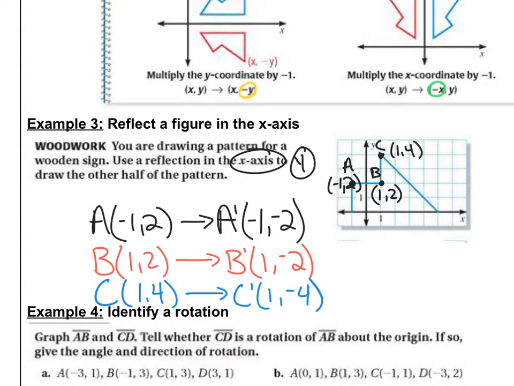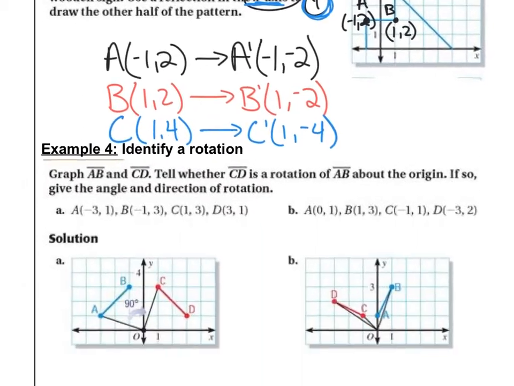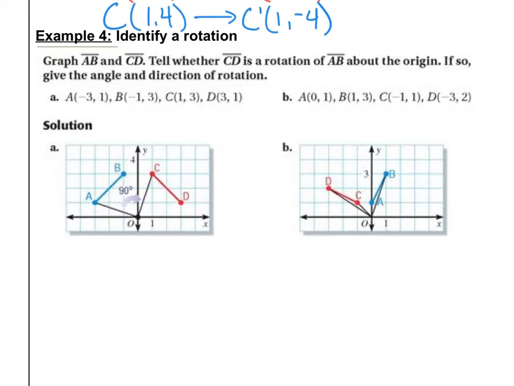Okay? So again, whatever axis it is, you're then going to flip the opposite coordinate. All right. And then lastly, we're just going to take a look at these two examples here, and they want to know, is this a rotation or is it something else? So they want to know, is it a rotation about the origin? Now when they say a rotation about the origin, that means the origin is the center of it.